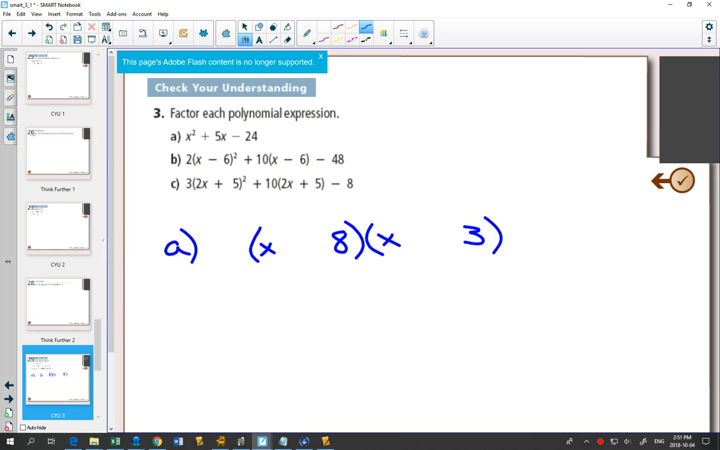And you would like your inside 8 to be positive, your outside 3 to be negative. That makes our outside and inside come to be positive 5x. Do the last terms still multiply to give us negative 24? Yes. Do the first ones still multiply to give us x squared? Yes. So after you factor, do a quick check to see if it works.